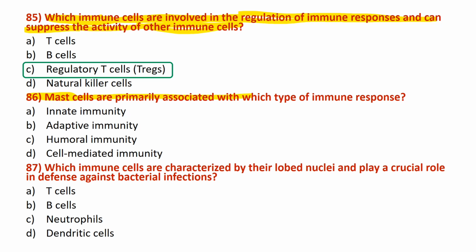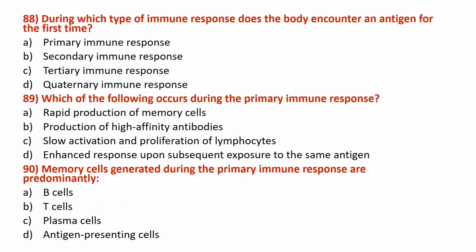Mast cells are primarily associated with which type of immune response? And the right answer is innate immunity. Mast cells are part of innate immunity. Which immune cells are characterized by their lobed nuclei and play a crucial role in defense against bacterial infection? And the right answer is neutrophils.